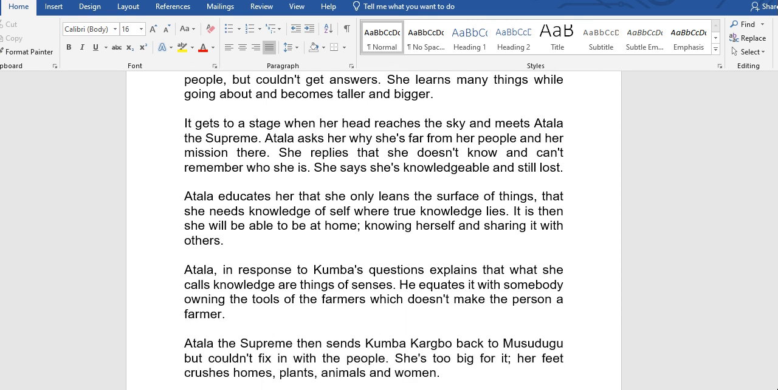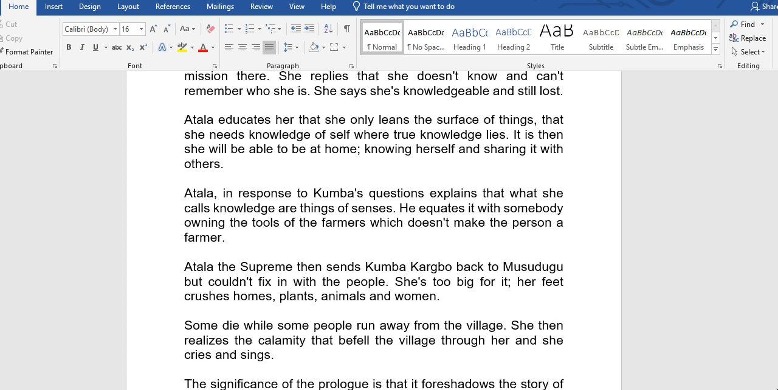It gets to a stage when her hair reaches the sky and meets Atala the Supreme. Atala asks her why she is far from her people and what her mission there is. She replies that she doesn't know and can't remember who she is. She says she's knowledgeable and still lost. Atala educates her that she only learns the surface of things, that she needs knowledge of self, where true knowledge lies. It is then she will be able to be at home, knowing herself and sharing it with others.